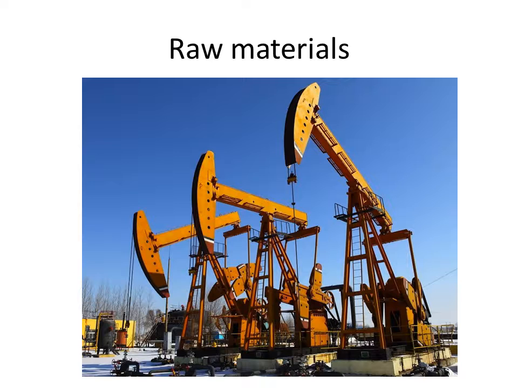For the whole process of production, you need raw materials. For example, that farmer needs tractors. Those tractors need fuel. The farmer needs seed. The farmer needs fertilizer. So all these are the raw materials for the farm.